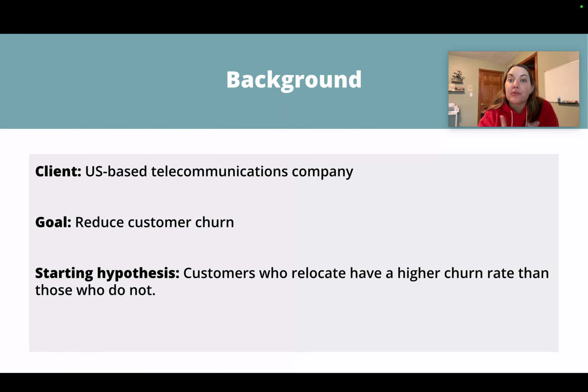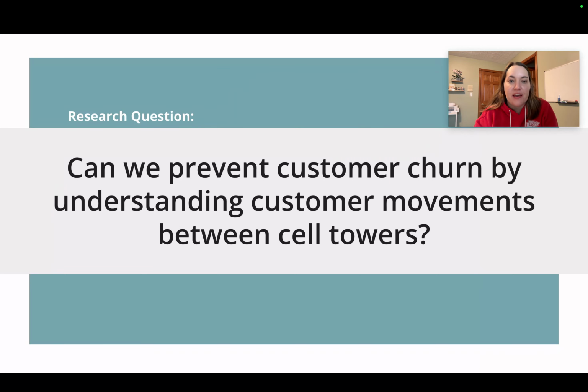Okay, I want to reduce customer churn. So I want to figure out who churns. And I want to know based on how they move about the country, how they use their phone. And I also want to focus in on what attributes I know about how they use their plan, how long they've been with Sprint, what kind of phone they have, all that kind of stuff. So can we prevent customer churn by understanding customer movements between cell towers?